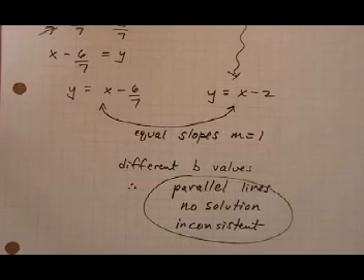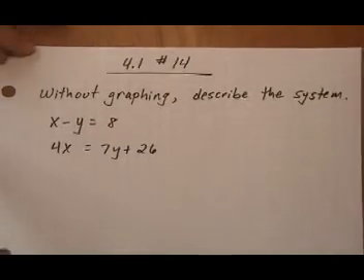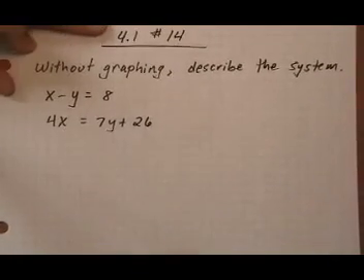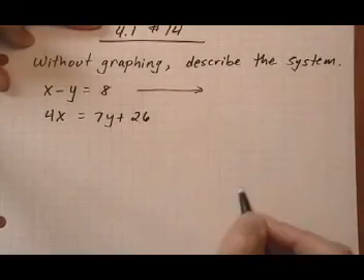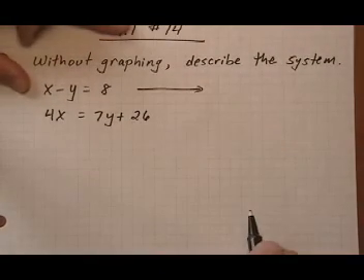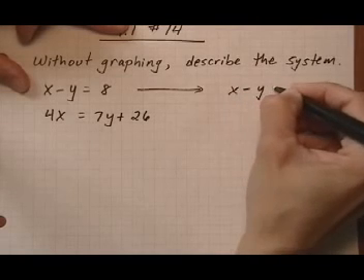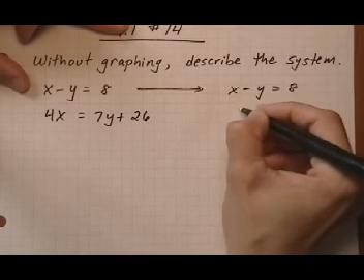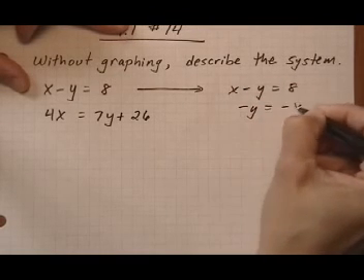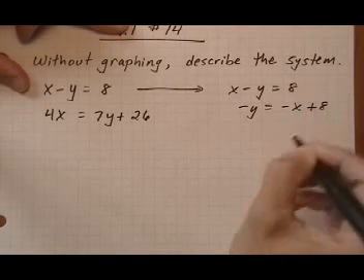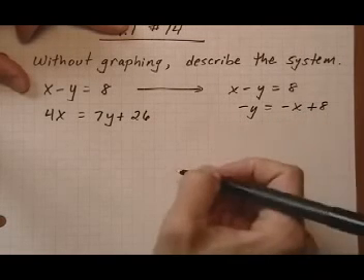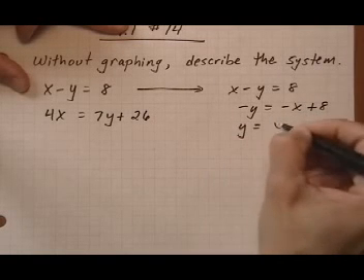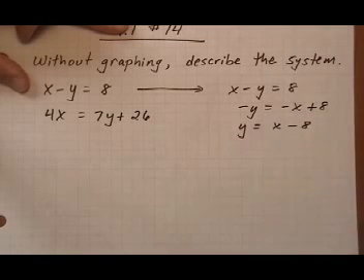And let's see if we can fit one more in here. Number 14. So again, let's solve into y equals mx plus b form because we want to describe our system. x take away y equals 8. Taking away x on both sides, we get minus y equals negative x plus 8. Multiplying each term by minus 1, y equals x, take away 8.